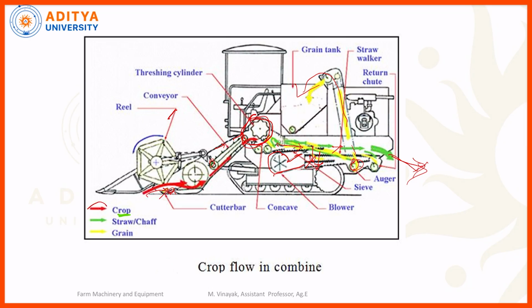Here the red color indicates crop material. This crop contains grain as well as chaff, and the green color indicates straw. This one is chaff or straw. The yellow color indicates the grain. So next, move on to the next slide.